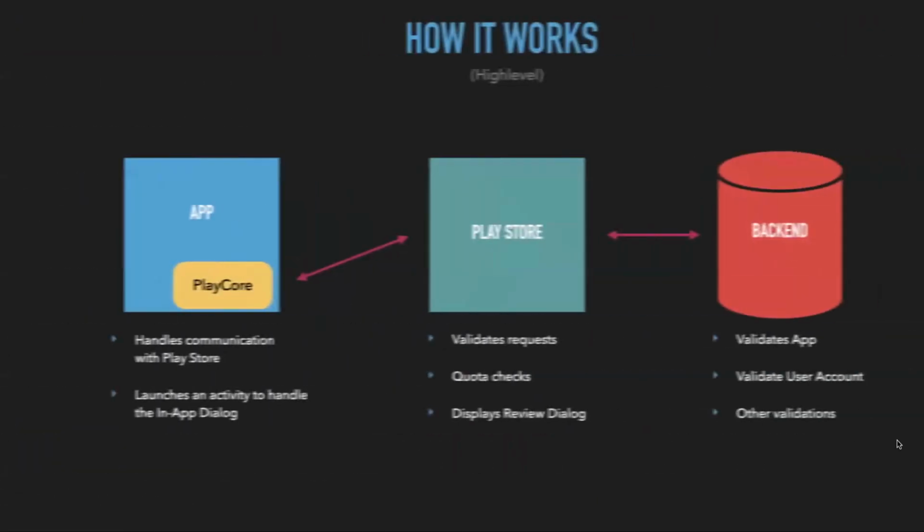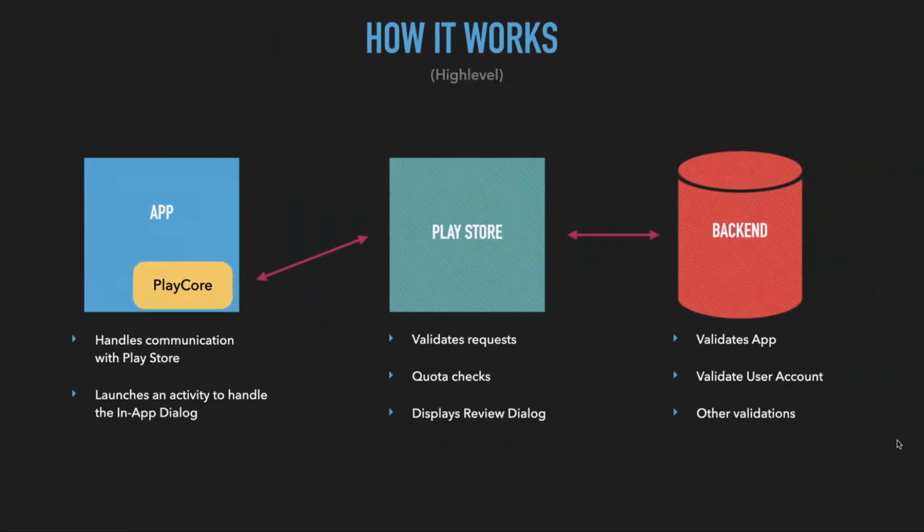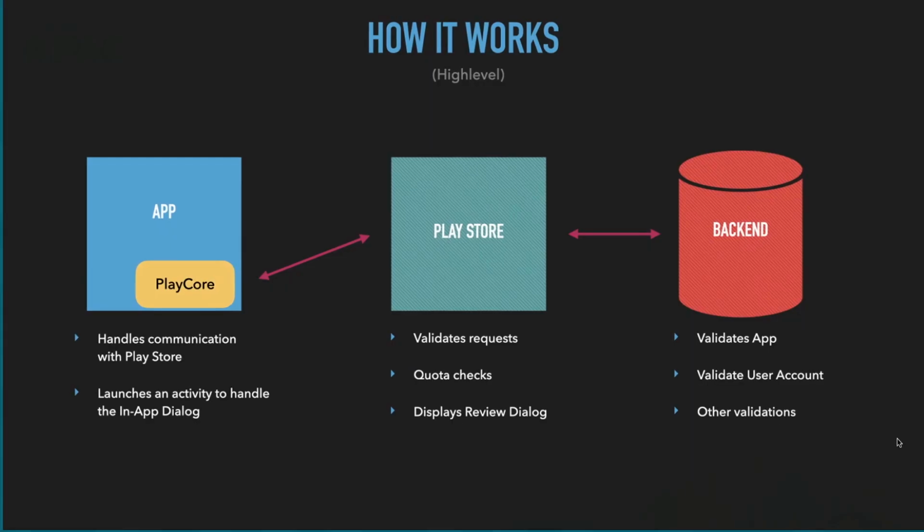So now let's quickly go through how it works on a really high level. Basically, there is your application that includes the PlayCore library, that is a wrapper that handles the communication with the Play Store. At the moment that you request a review, the Play Store is going to validate certain things. One of them being a quota to avoid applications requesting multiple reviews in a short term and avoid over-triggering the user for a review.